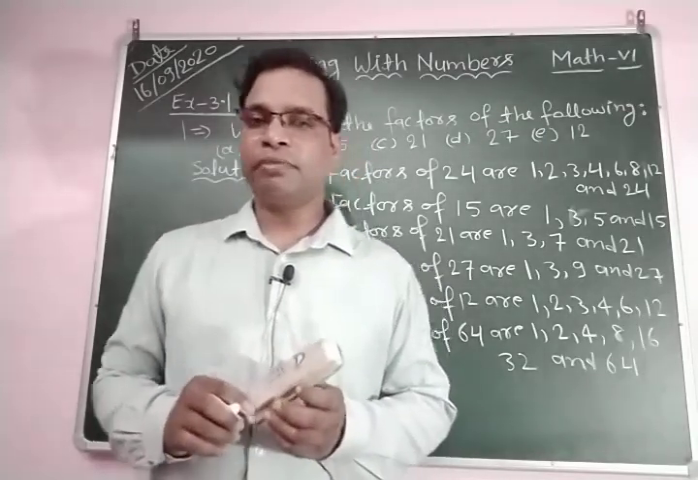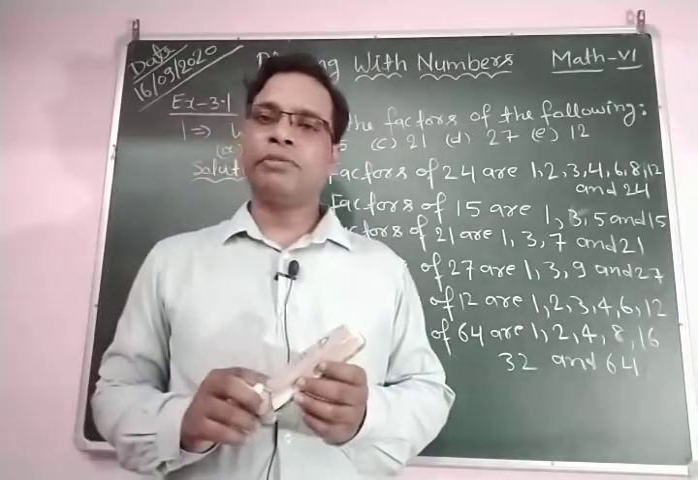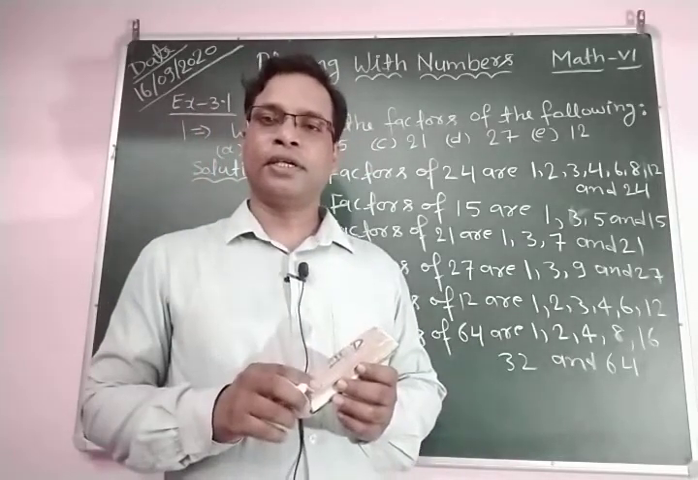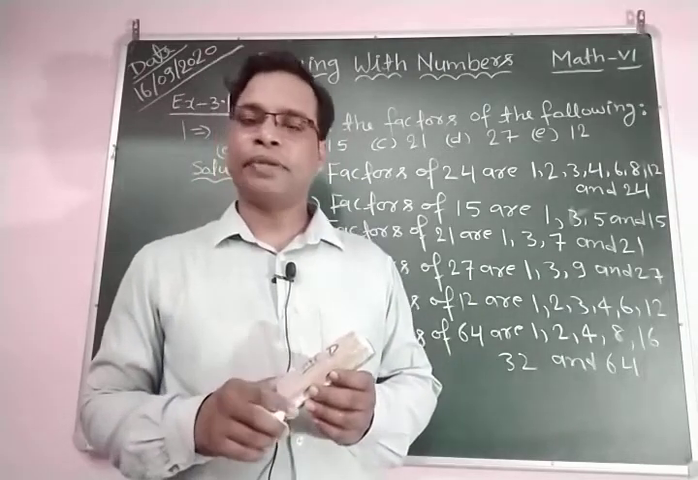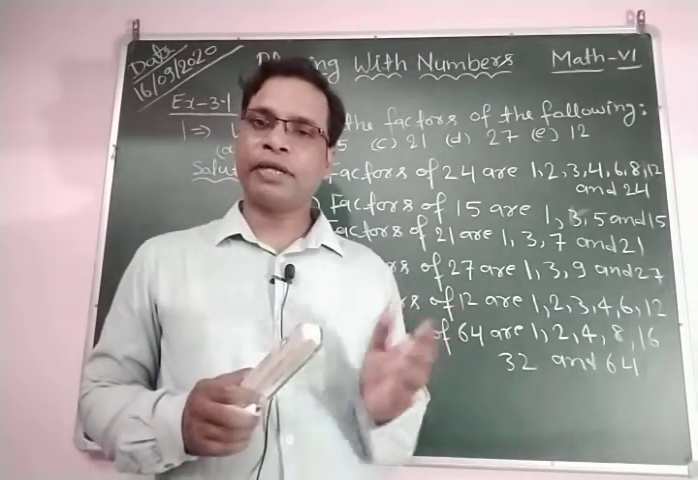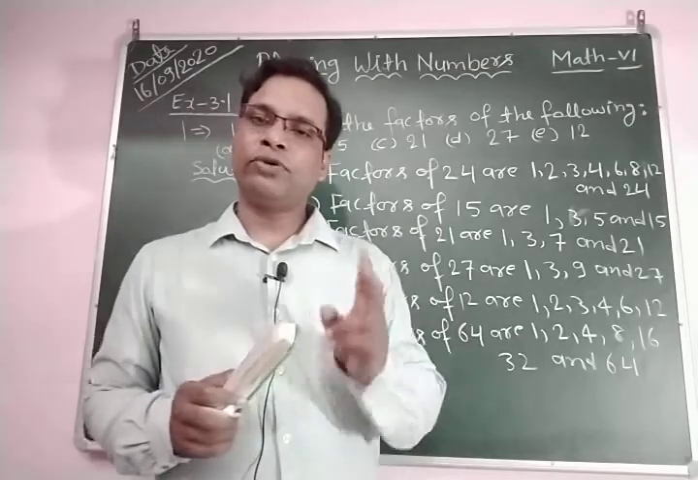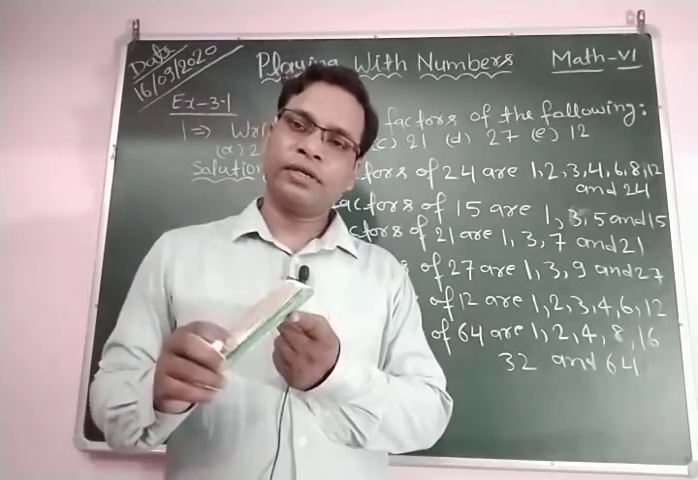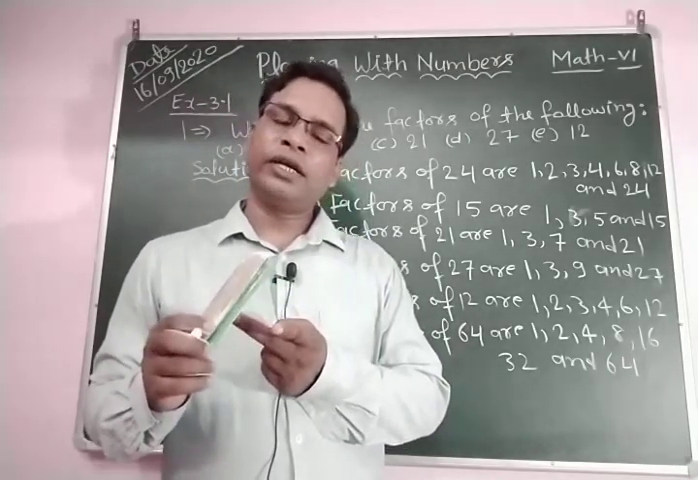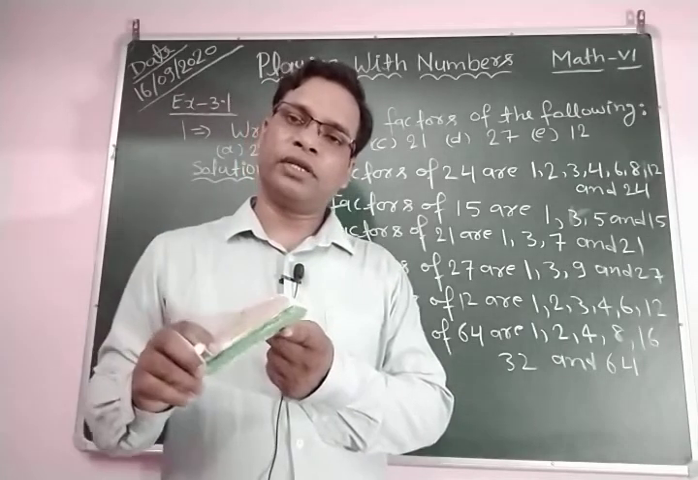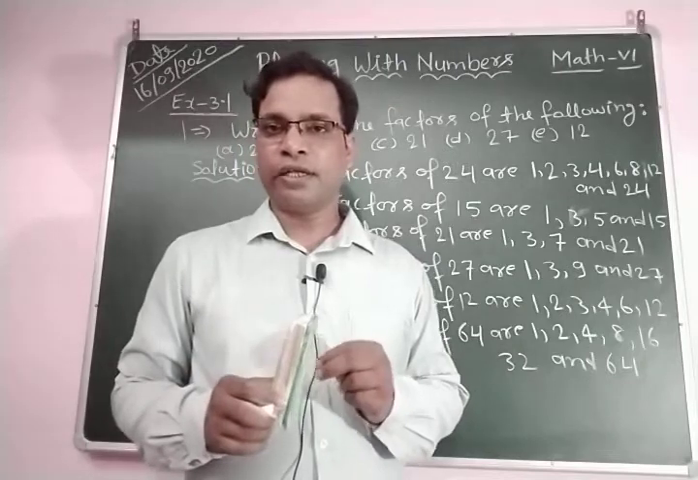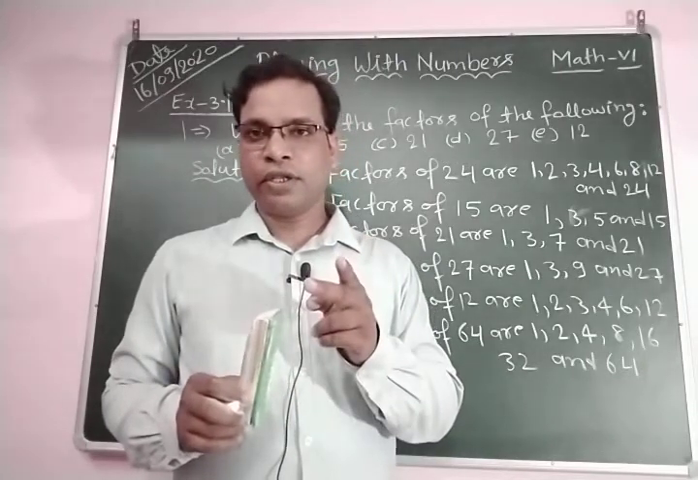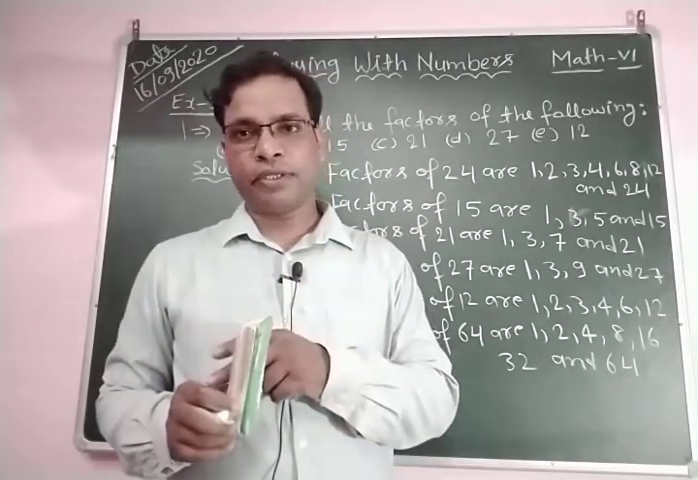So what is a prime number? A number which has only 2 factors, 1 and itself, is called a prime number. So here 23 is a prime number. 23 has only 2 factors. 1 divides 23 and 23 divides itself. So 23 has 2 factors, so 23 is a prime number.